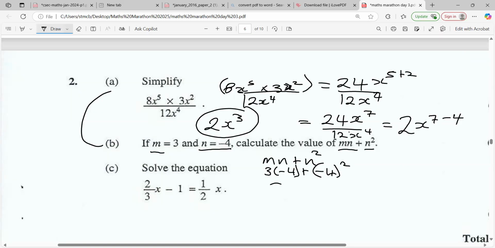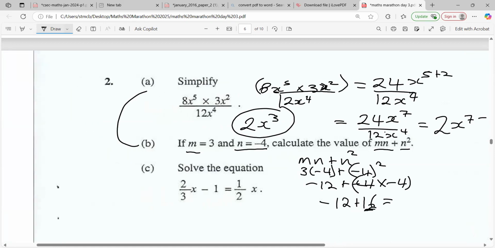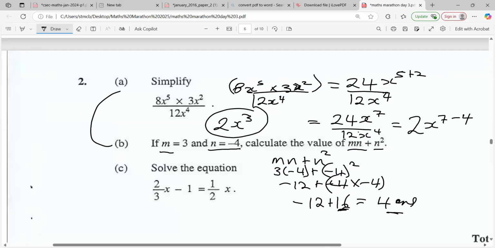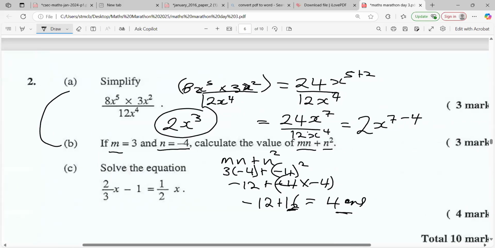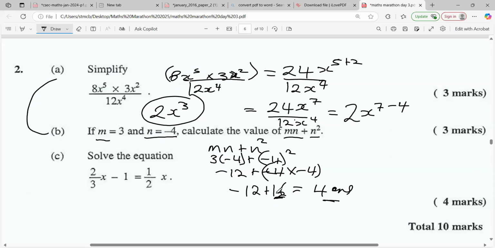So 3 times negative 4, that's negative 12. Then n squared means negative 4 times negative 4, right? So this works out to positive 16. Be careful of the sign, guys. A few persons put minus 16, but it should have been positive 16, and that will give you the other marks. Let me see how many marks that was worth. Not bad at all. That was worth 3 marks. I think these days they don't give 3 marks for that anymore. But yeah, very nice question. Substitution.